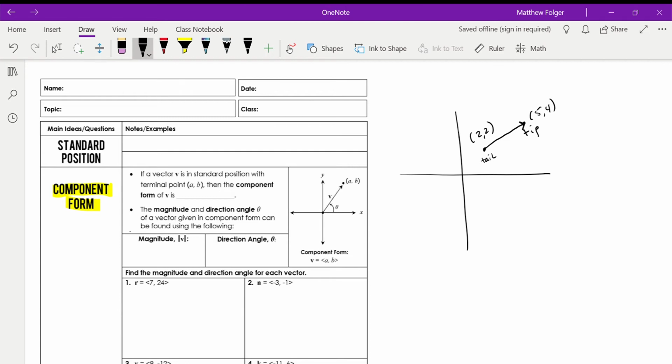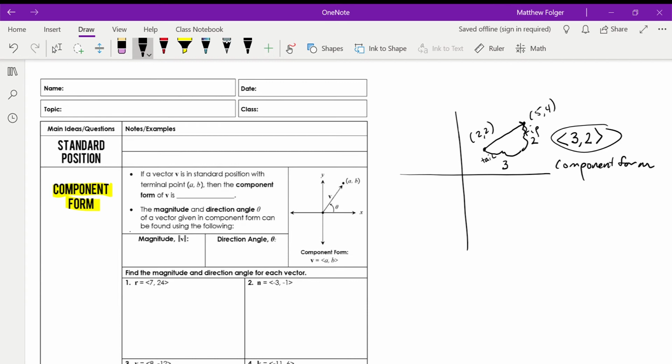So one thing that we can do is we can take any vector, no matter where it is, and we can put it into what's called component form. Component form separates this vector into two components. It separates it into the x component, which in this case is 3, because it goes over 3, and the y component, which in this case is 2. So this vector could be written as ⟨3, 2⟩. This is called the component form.